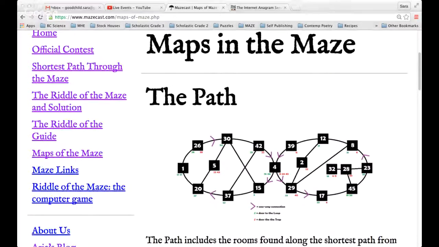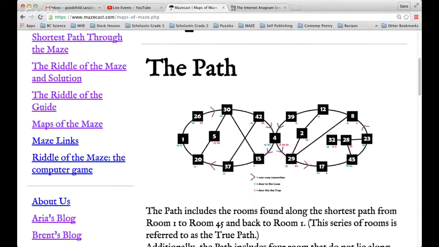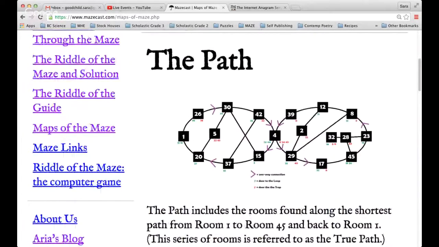So maybe the most immediately obvious structural, I don't know if you want to call it an anomaly, but design decision to someone who's just going through the maze but not necessarily mapping it out is the fact that the second half of the path is all closed off unless you find that secret door. Well, it's not all closed off, but it's mainly closed off. You can get to some of the rooms back there, but to make it to 45, you've got to find that secret door. So some of the rooms on the back end are closed off.